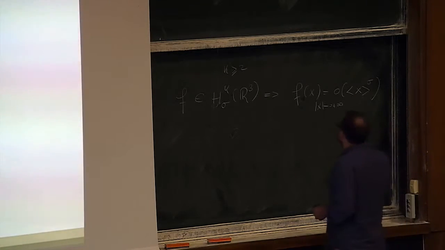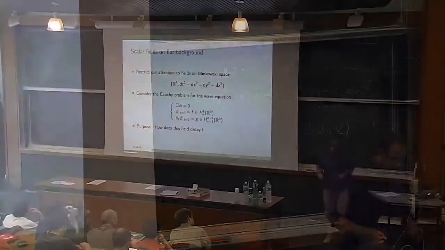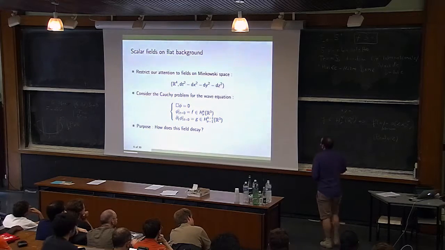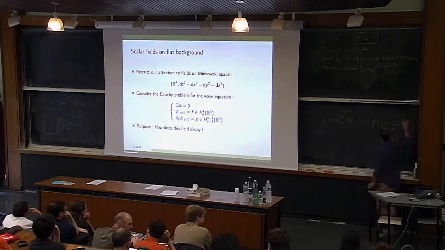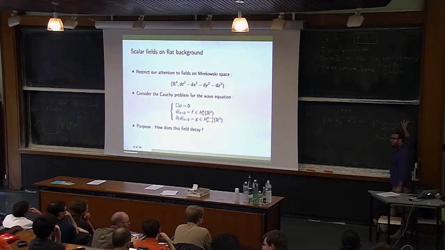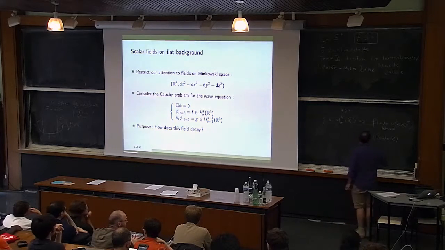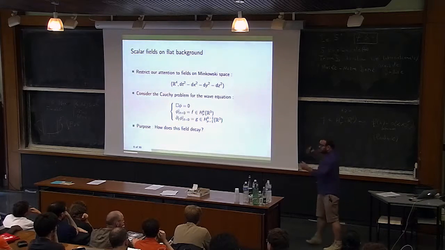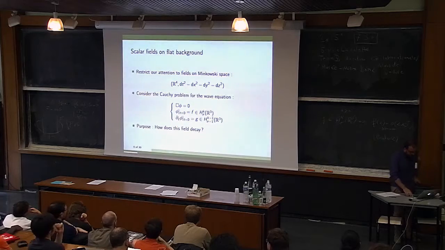This kind of notation, for those who are familiar, I'm working with Bartnik notation, not with McOwen notation. Okay, so I'm working with data which are decaying with this specific decay here. Okay? So this is for the F, for the initial data, and this is for the time derivative, which decays one faster. Okay, and the purpose is to describe how this field decays.